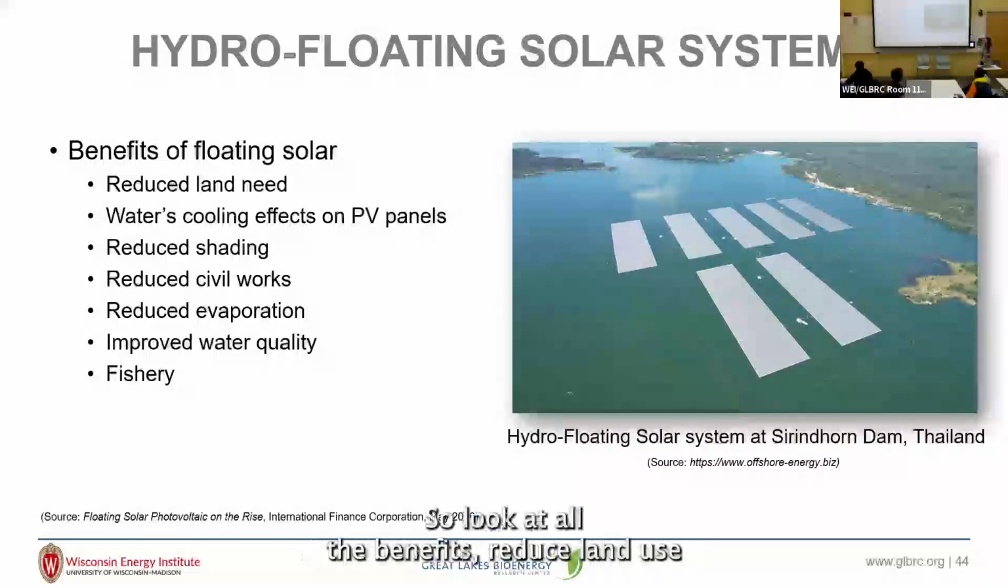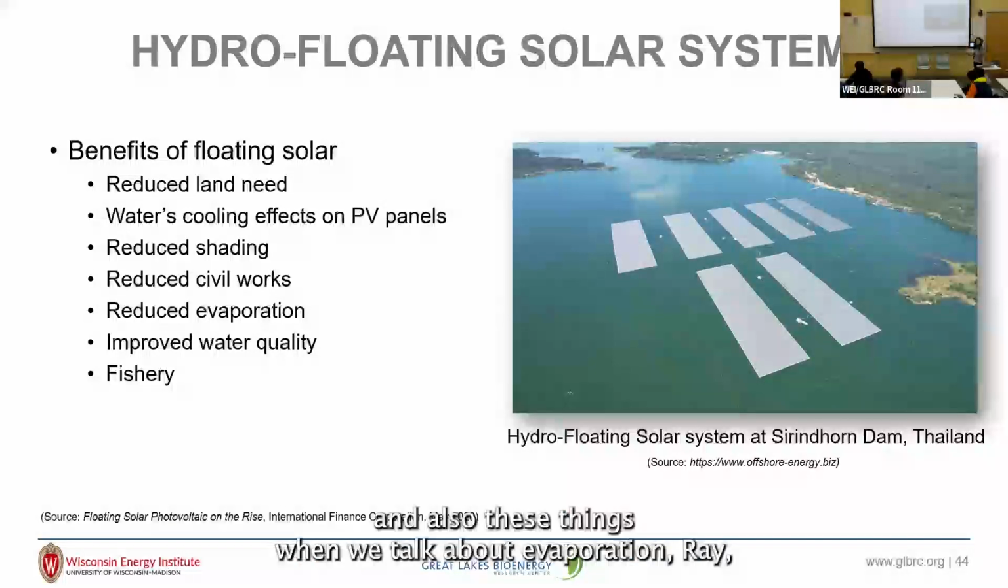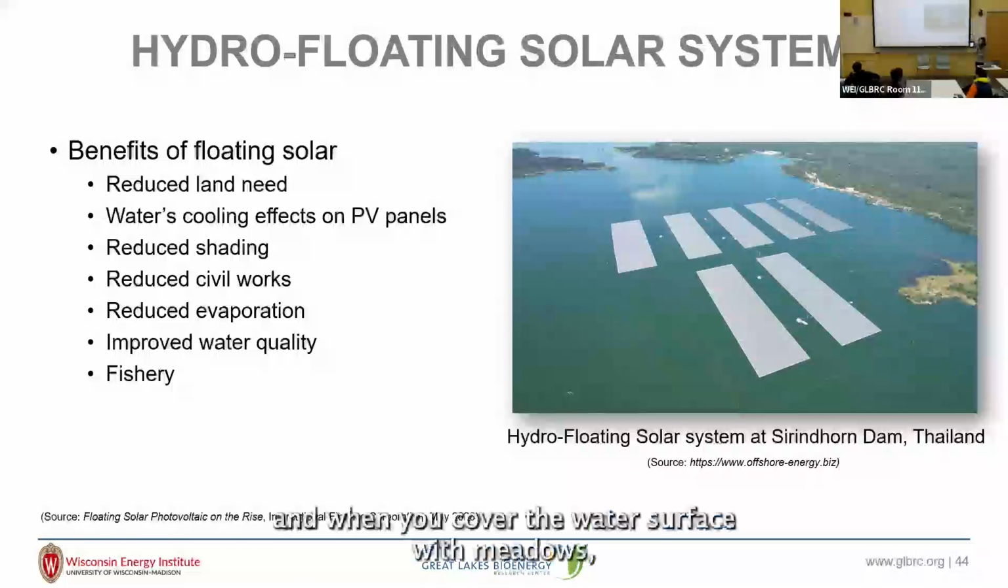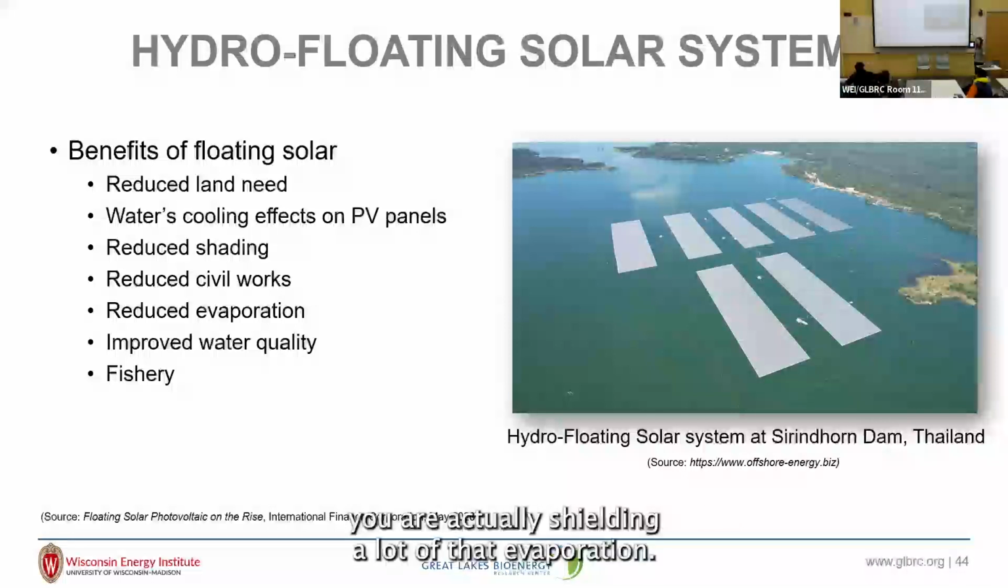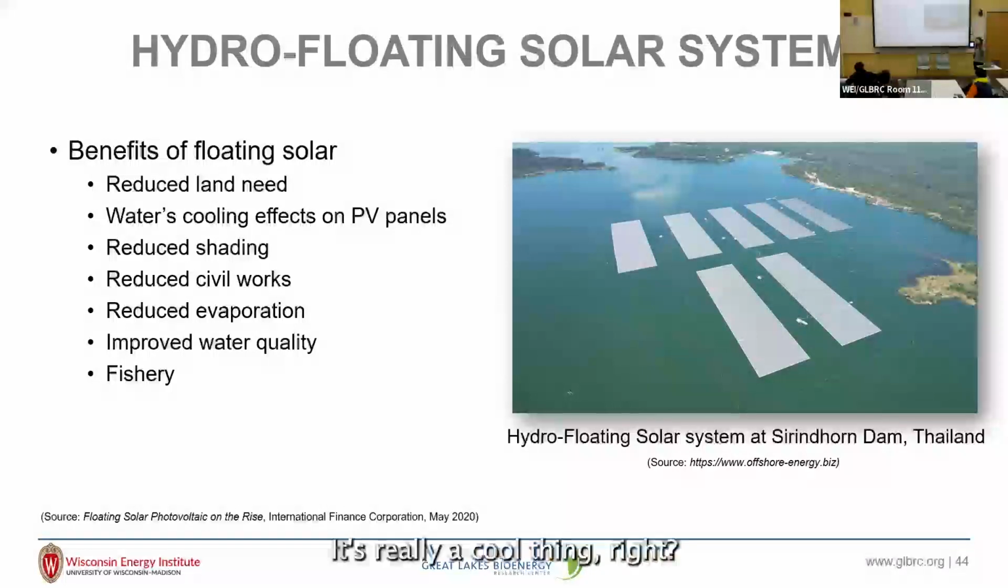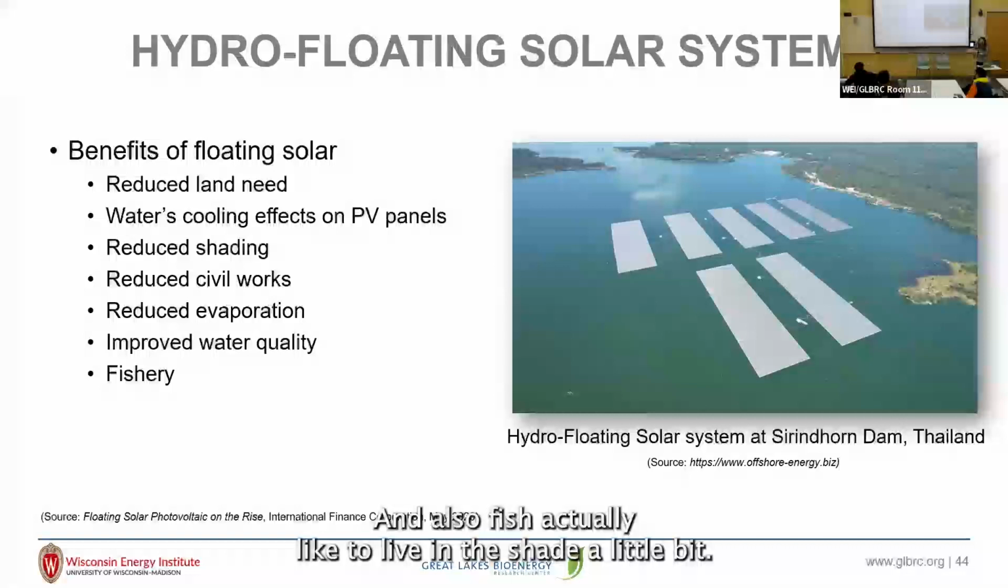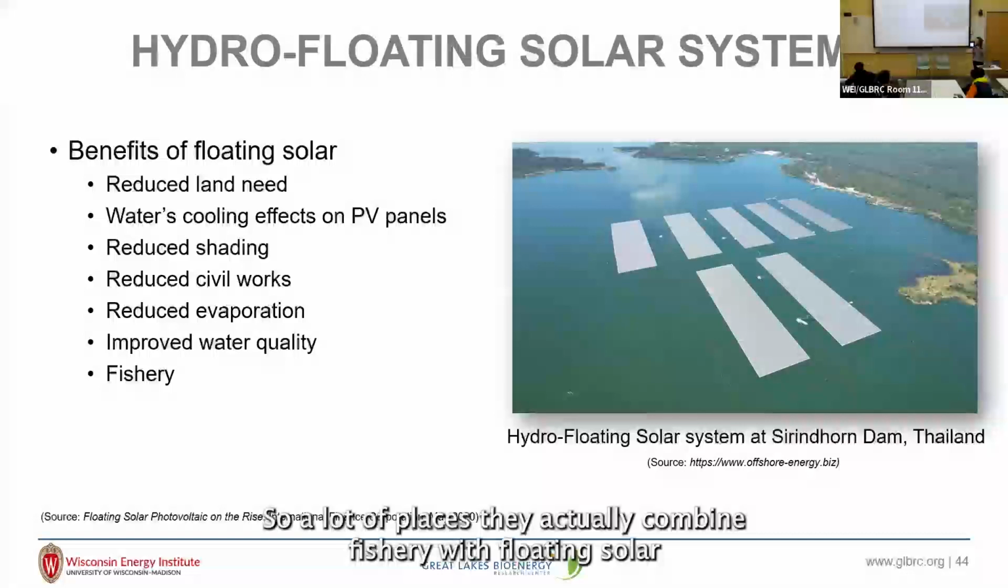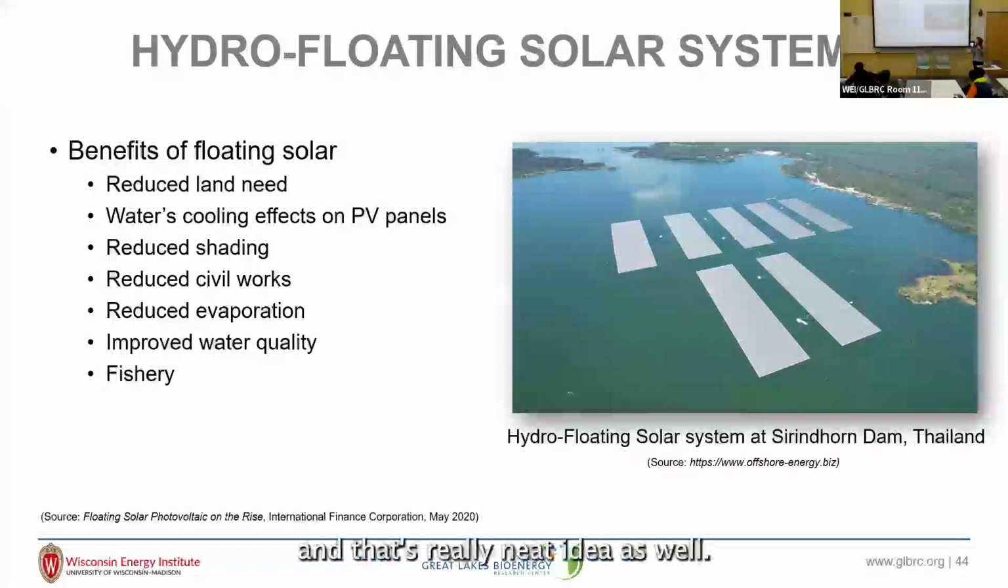So look at all the benefits: reduced land use, and also, we talked about evaporation just now because of the drought and the heat. When you cover the water surface with panels, you are actually shielding a lot of that evaporation. It's really a cool thing, right? It's a double effect. And also, fish actually like to live in the shade a little bit. So a lot of places actually combine fishery with floating solar. And that's a really neat idea as well.